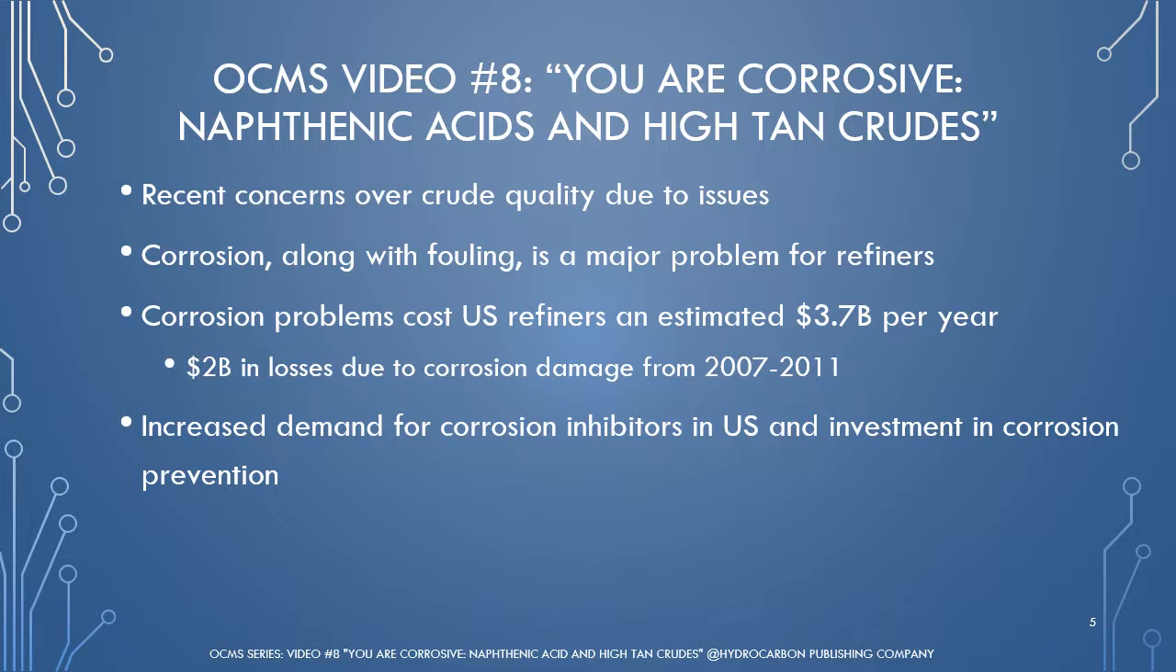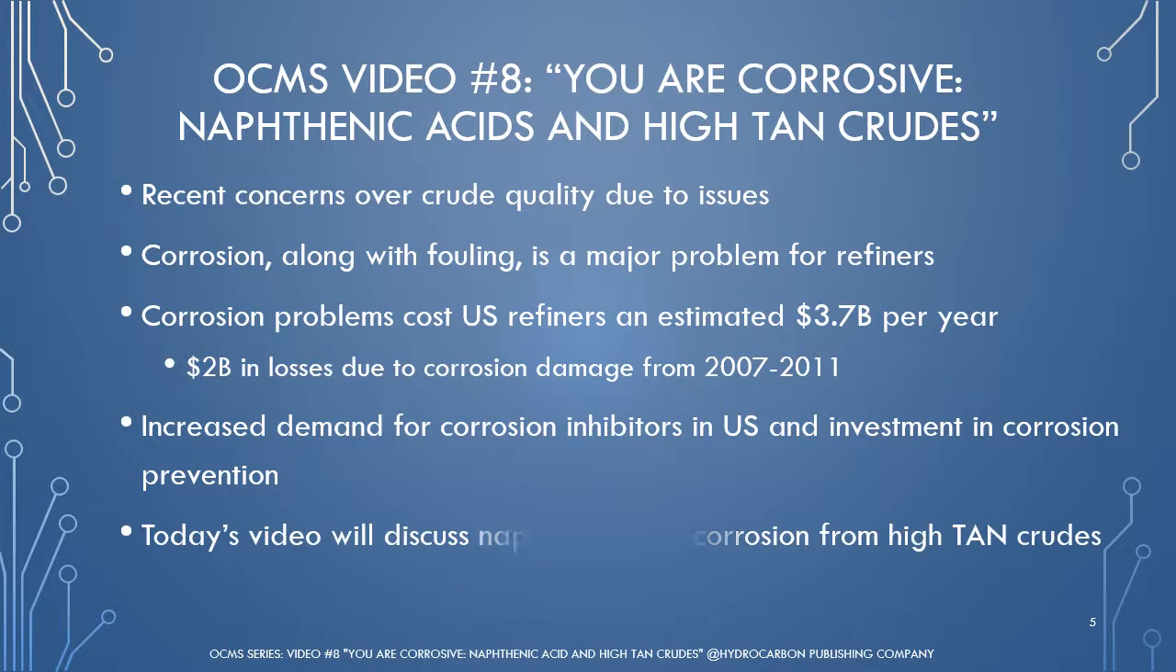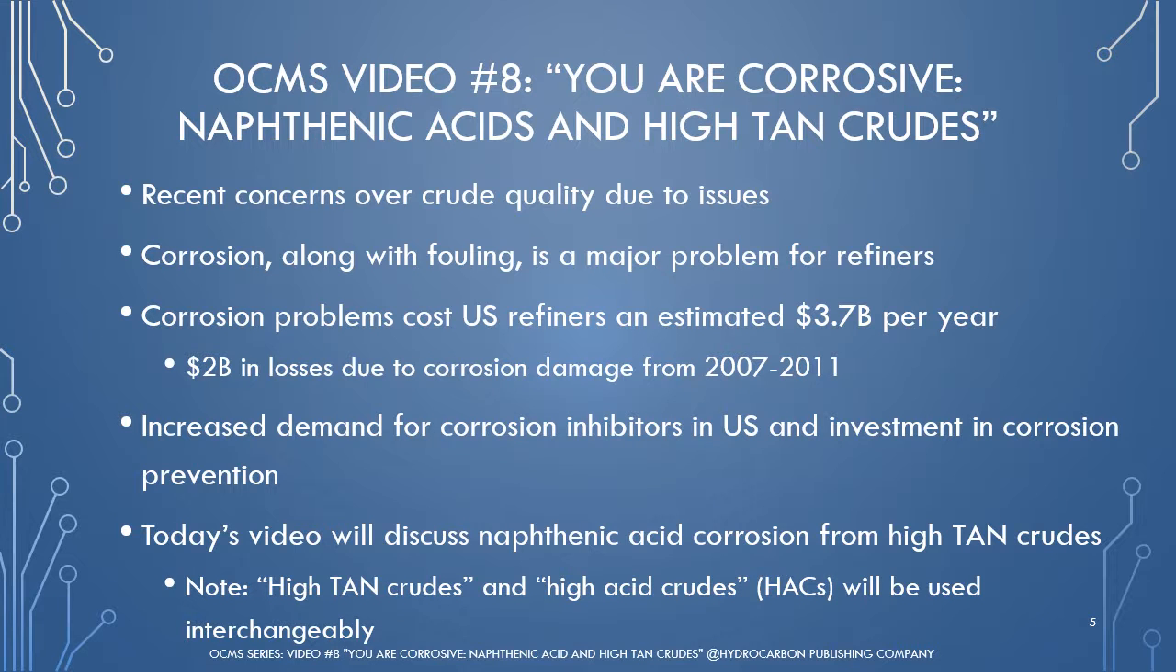This seminar will discuss corrosion caused by naphthenic acids in high-acid crudes, or HACs. Our previous video, A Lot of Problems, Fouling and Corrosion, Part 2, Corrosion, discussed corrosion in distillation towers caused by crude contaminants and sulfidic acids. For all intents and purposes, the terms high-TAN crudes and high-acid crudes will be considered synonymous and will be used interchangeably in today's discussion.